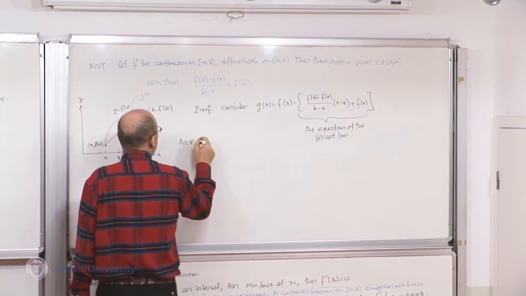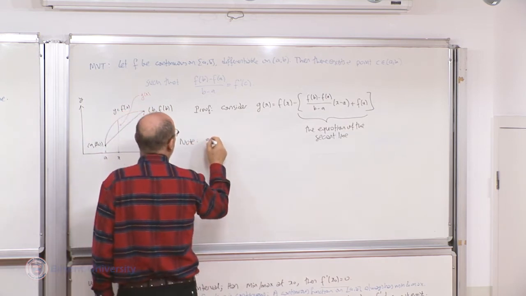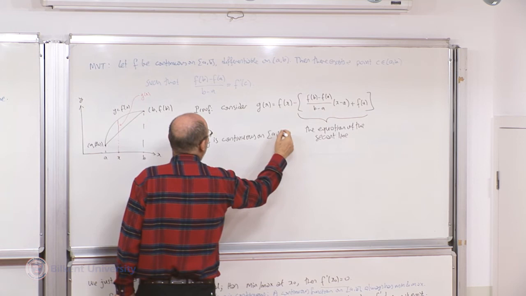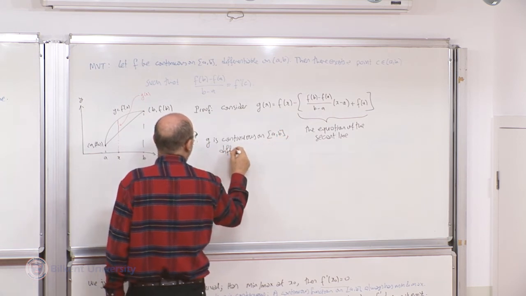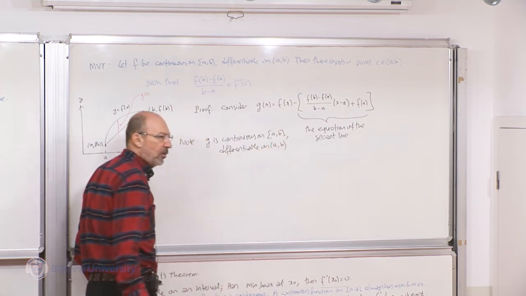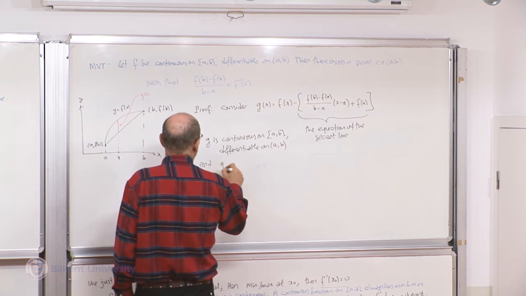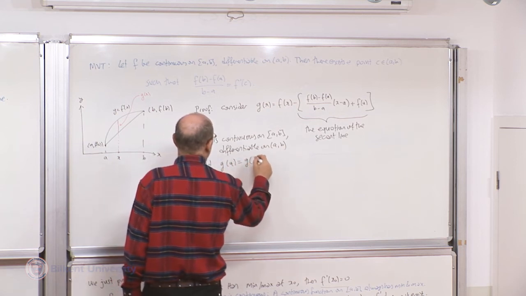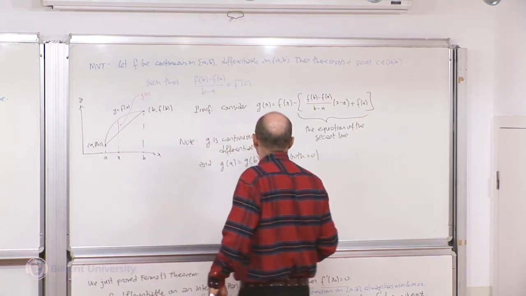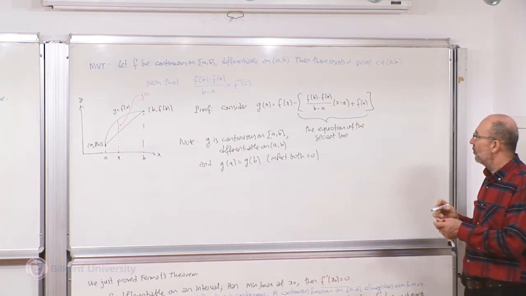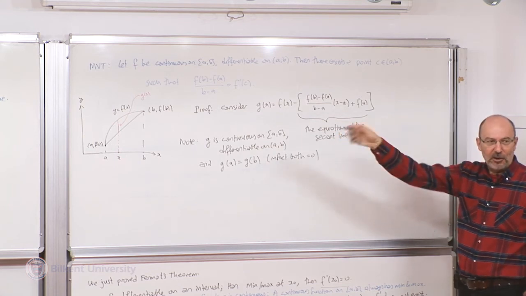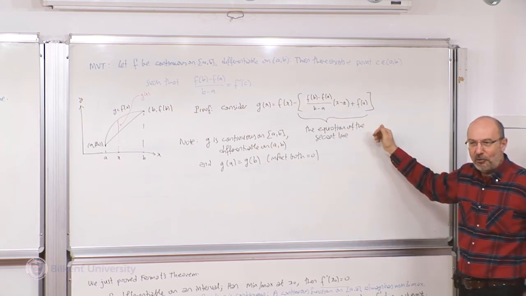Note that I make these notes because I'll use this in Rolle's theorem. g is continuous on [a, b], differentiable on (a, b), and g of a equals g of b. In fact, both equal 0. Okay, so let's check if it is really 0. I wrote this by looking at the picture. In the picture, it is 0. But let's check if the equation is correct.